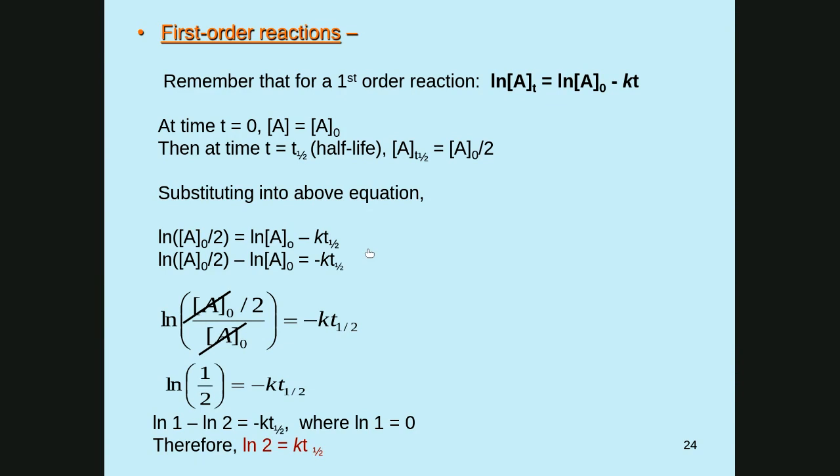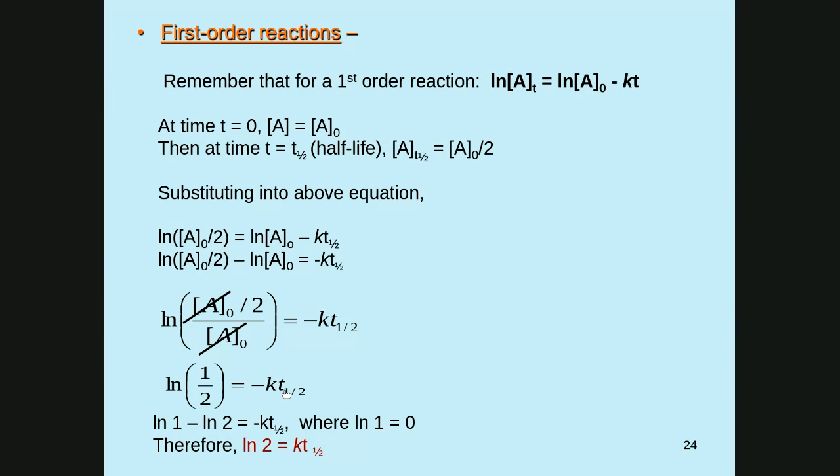First of all, we transpose the ln A naught, carry it over to the left, and then combine the two logarithms in the usual manner. So one logarithm of one quantity minus that of the other is the logarithm of the ratio of the two. So in this case, A naught upon 2 divided by A naught. That is what appears under a single logarithm, where you see that the A naught cancels, right? So we are left with the ln of 1 half being equal to negative rate constant times half-life.